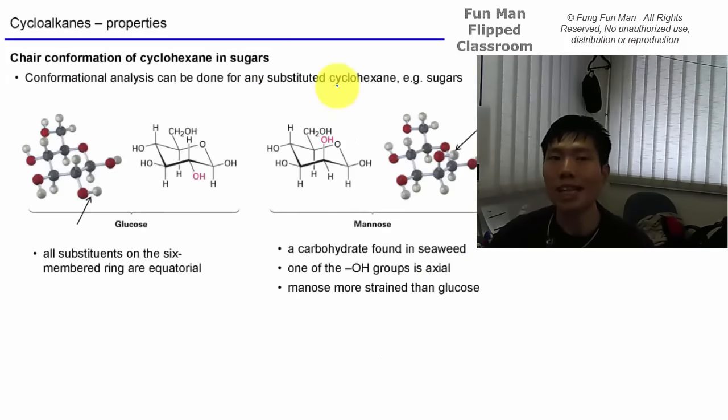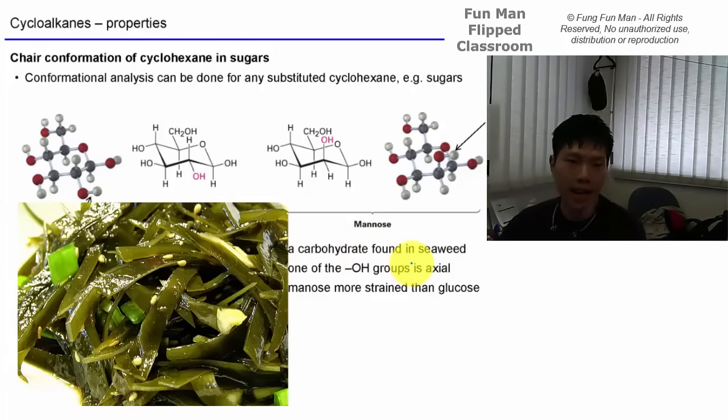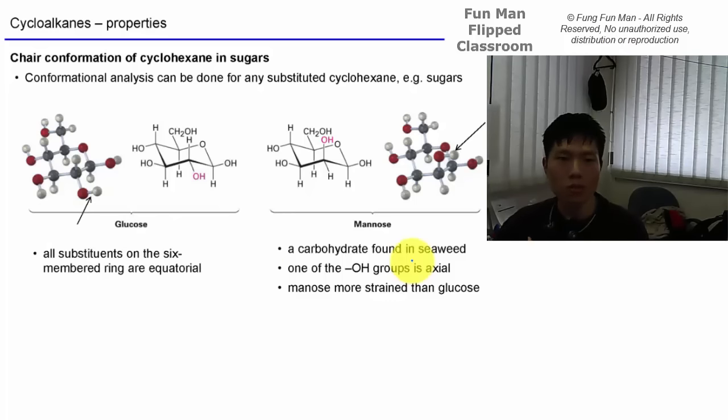This kind of conformation analysis is very useful for sugars, for the biologists especially, or for the biochemist, to see which one can pack better in the body system. So for glucose, all the substituents on the 6-member ring are equatorial, but for mannose, which we find in seaweed, one of the OH groups is axial. So you can understand that mannose, with double N, is more strained than glucose.